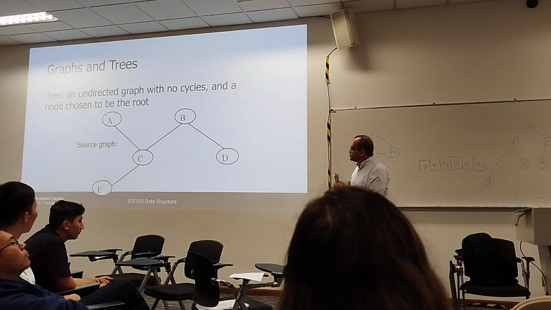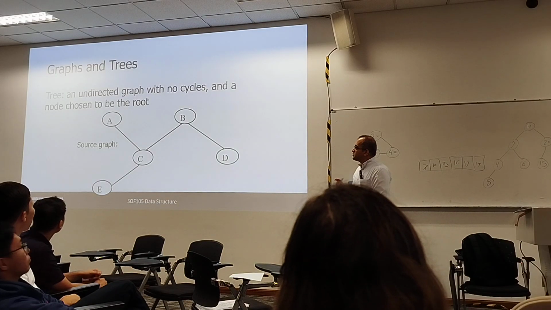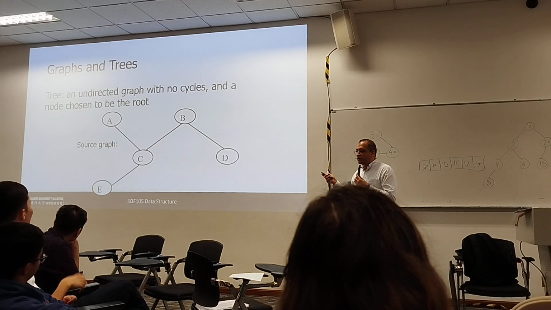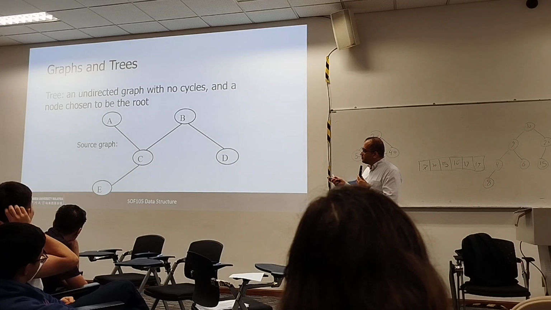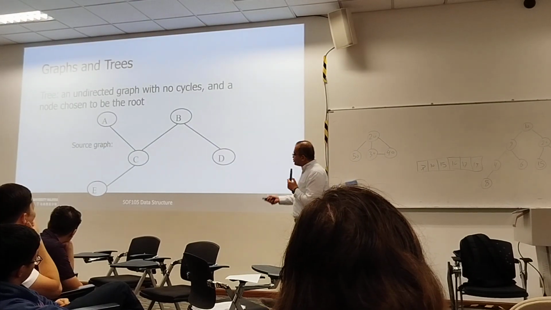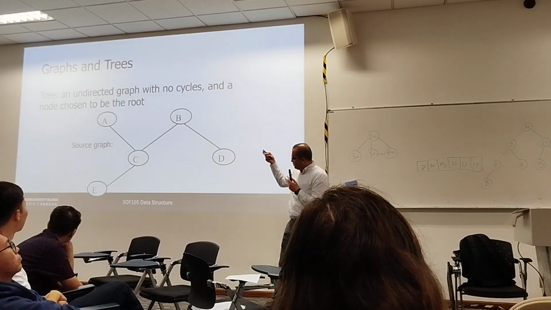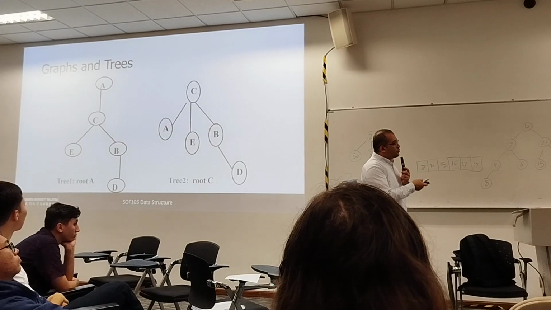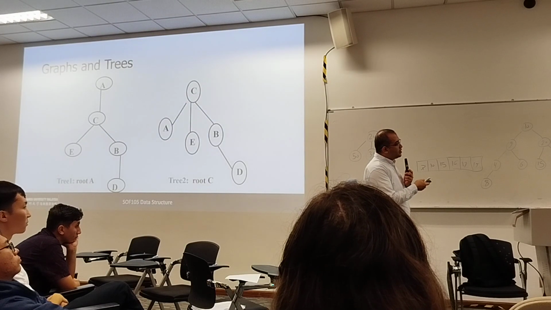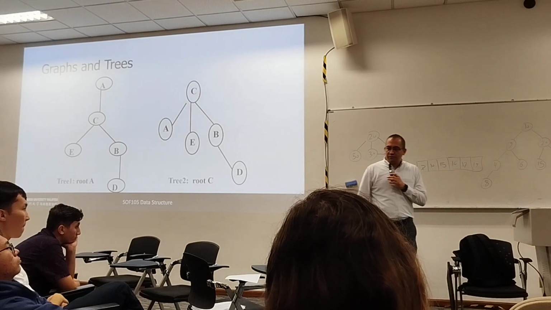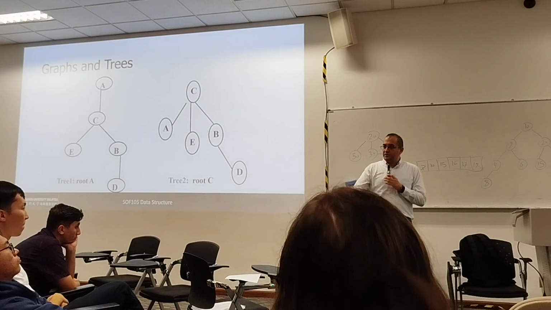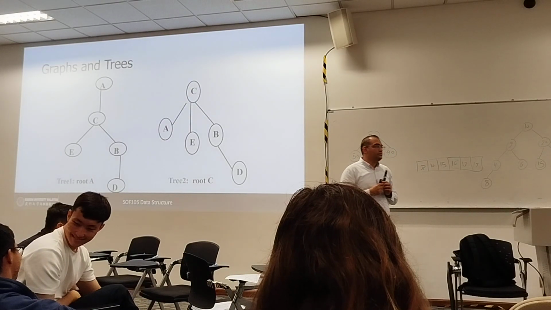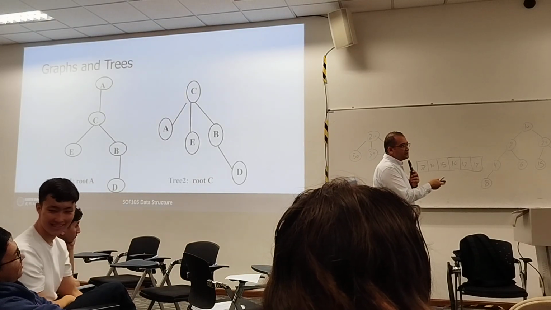So a tree is a graph with no cycles, and a node can be chosen as the root. Here we choose one node to be the root, which is A, B, or Q, whatever you choose. So a tree is a graph. This one, tree 1, is it a tree? Correct. Can we call this a graph as well? Yes. So every tree is a graph, correct? Yes. But not every graph is a tree. Right? This one, graph and tree.